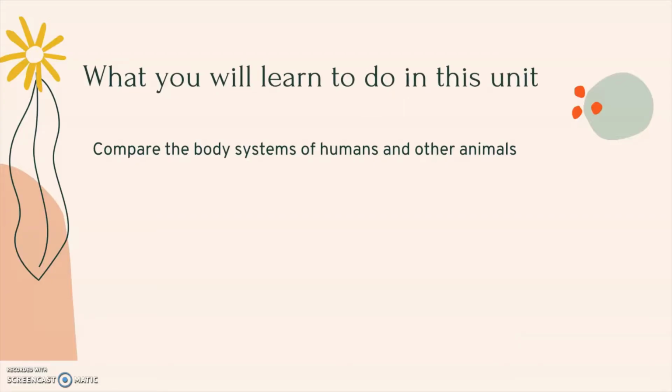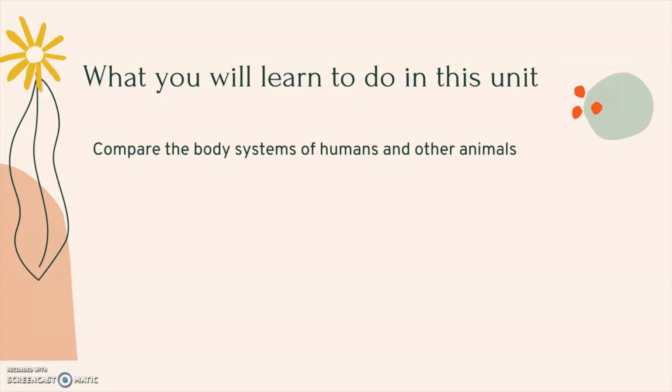In this unit, I want you to learn to compare the body system of humans and other animals. But before we go to the next page, I want you to answer my question. In Unit 4 and 6, you have learned about organ systems in humans. But today, we will learn about animals.